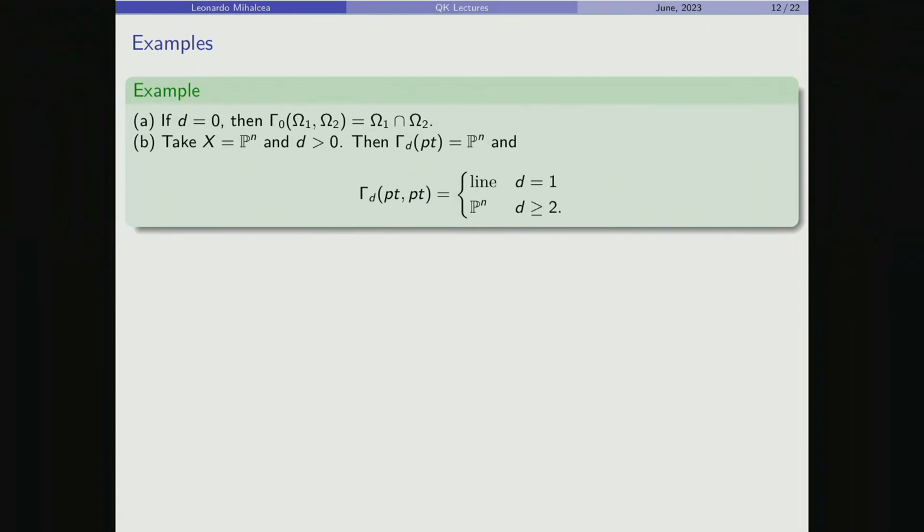So I'm looking at curved neighborhoods, and the simplest example is when the degree d is 0. Well, when the degree d is 0, all the evaluation maps are just identity maps. And then a two-point curved neighborhood just recovers the intersection of the two varieties. Okay? Because you're just looking at all the curves of degree 0, which intersect omega 1 and omega 2. But a curve of degree 0 is just a point. You're just looking at all the points inside omega 1 and omega 2.